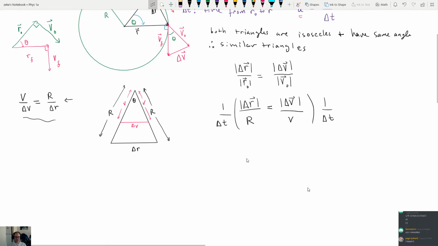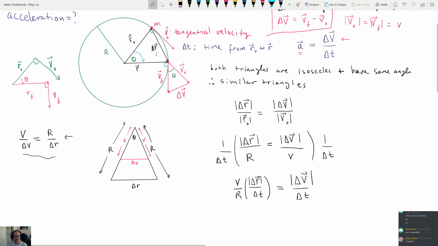So what we're going to get is, on the left-hand side, v over big R times delta r divided by delta t. On the right-hand side, we'll have delta v over delta t. I'm keeping these magnitudes on here. Remember that delta t is the time interval that it takes to go from this initial position to this final position here. Okay, do those steps make sense? Does anyone have any questions?